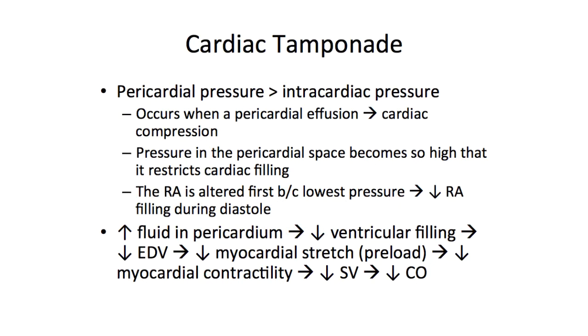Cardiac tamponade occurs when pericardial pressure is greater than the intracardiac pressure. It essentially occurs when a pericardial effusion results in cardiac compression. In this case, the pressure in the pericardial space becomes so high that it restricts cardiac filling. The right atrium is usually altered first because it has the lowest pressure compared with the other chambers. This then results in decreased right atrial filling during diastole.